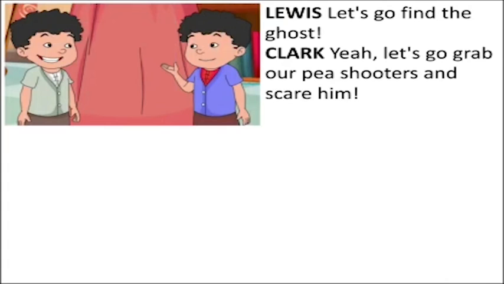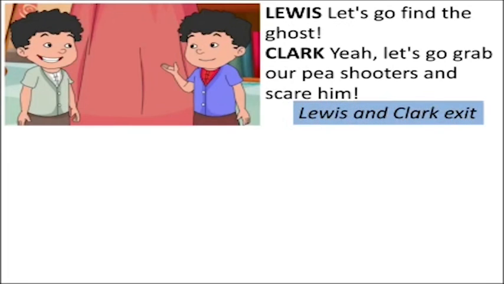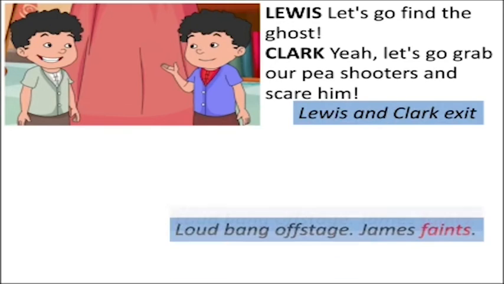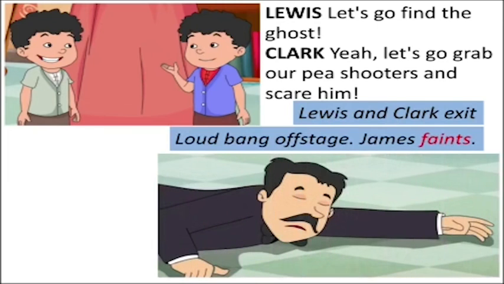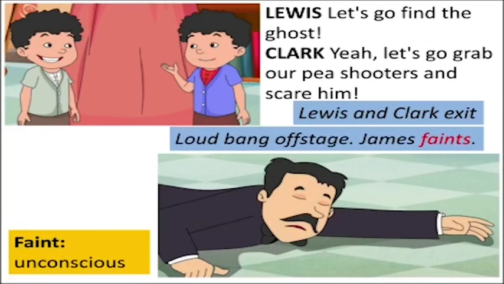Lewis says, "Let's go find the ghost." Clark says, "Yeah, let's go grab our pea shooters and scare him." Lewis and Clark exit from there. There is a loud bang off stage. James faints. Here we can see that James has fainted. Faints means unconscious. Whatever the reason was, let us find out in the next clip.